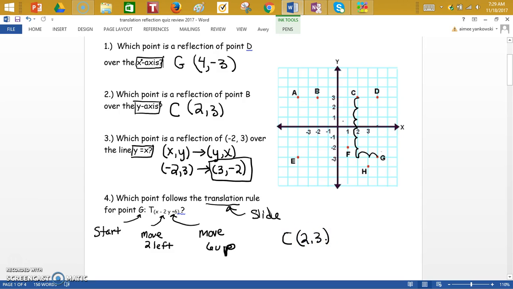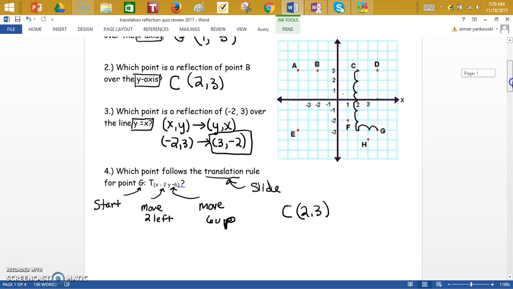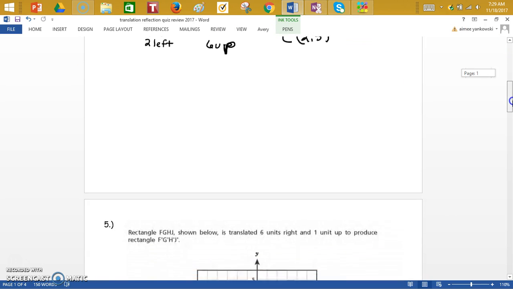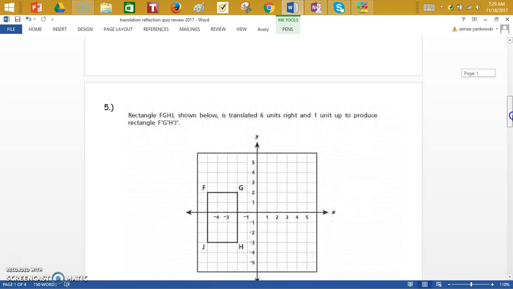All right? So hopefully that gives you an idea of what the grid will look like on your quiz, because we don't get crazy. We don't change it. We just change the questions asked, which is why it's really important that you box in what we're actually reflecting over or translating for the quiz. Let's look at the next question.